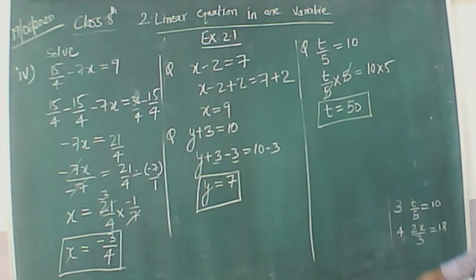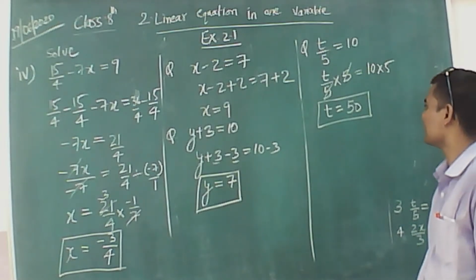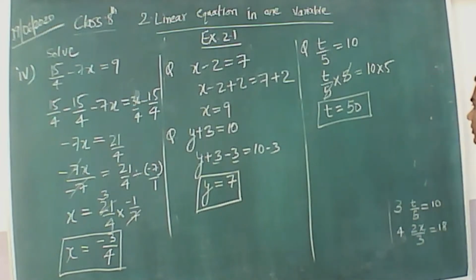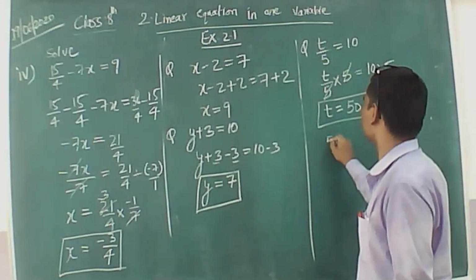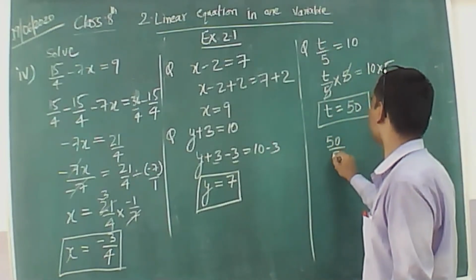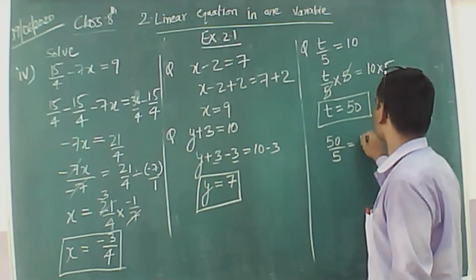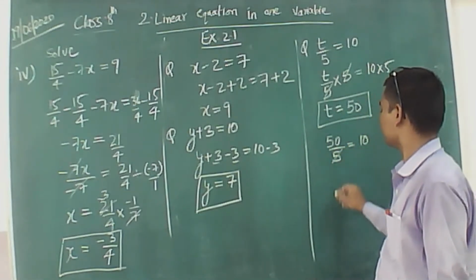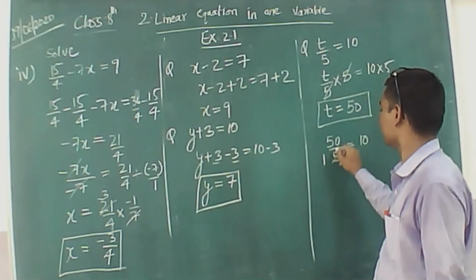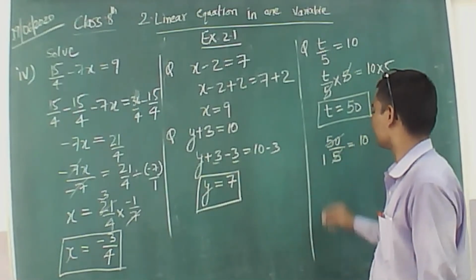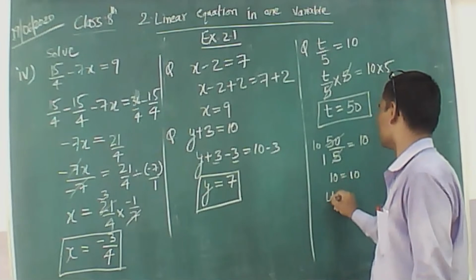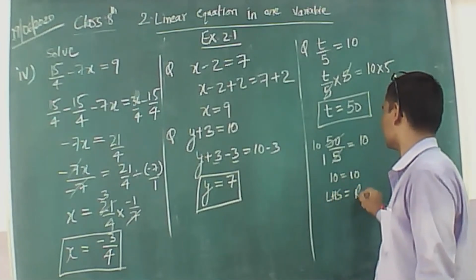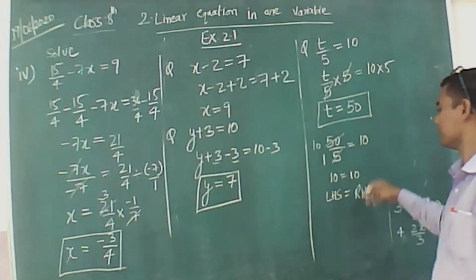Okay, now we got the value of t as 50. To verify whether it is correct, we can substitute t is equals to 50 in the given equation. So it becomes 50 by 5 is equals to 10. We clearly know that 5 can get cancelled with 5 one time and 50 gets cancelled by 5 ten times. So 10 is equals to 10. LHS is equals to RHS. After getting the solution, we can verify like this.